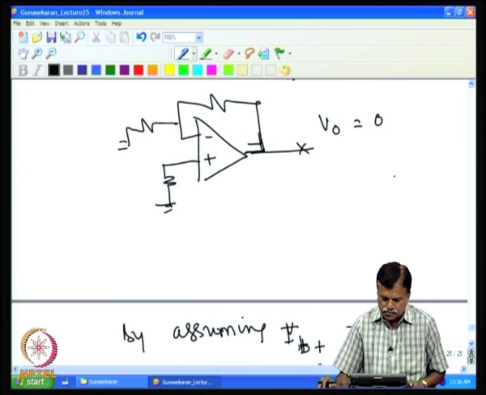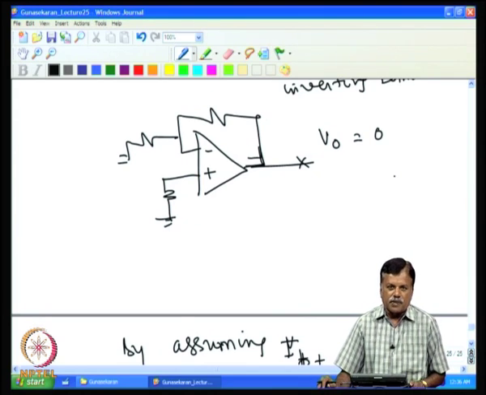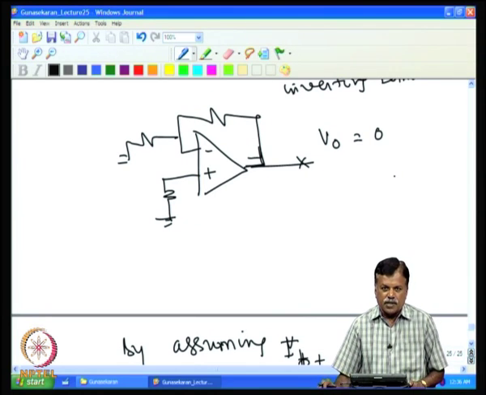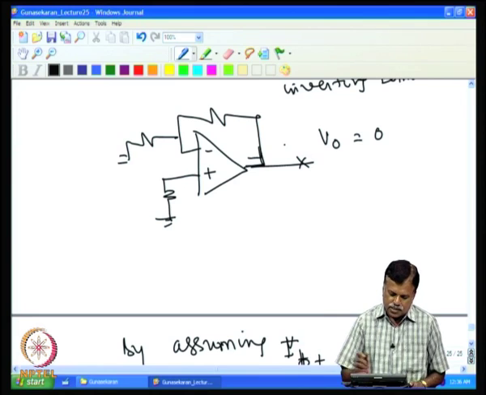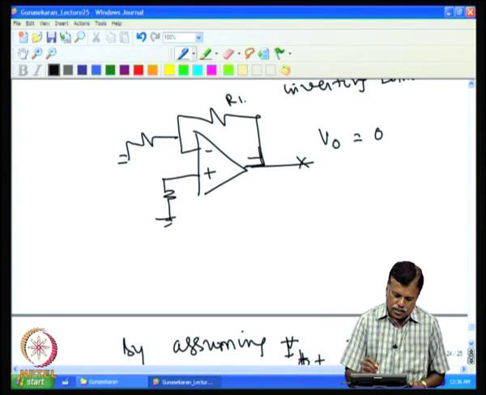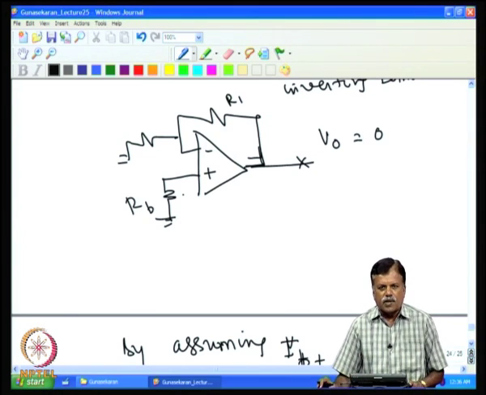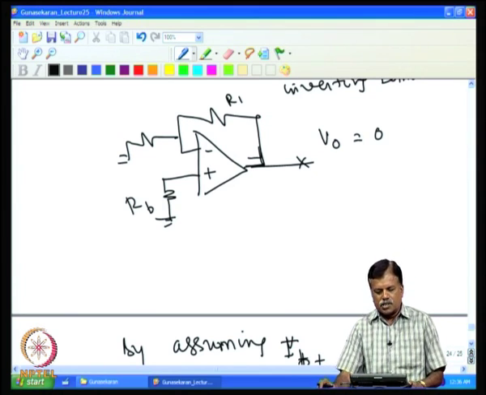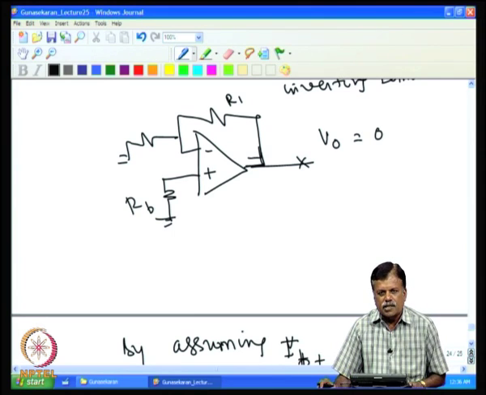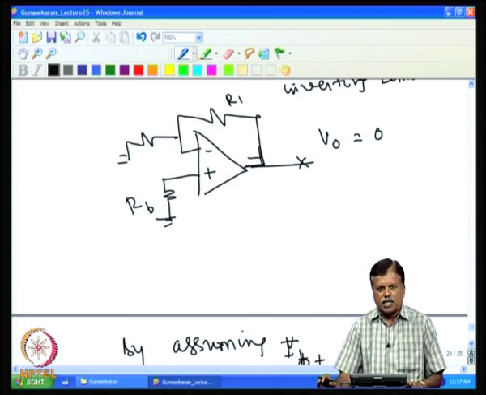Now, for example, if I want to have a gain 25, then I can select this RF and I call this as RB, such that if they are correctly selected, then I can make the output voltage 0, and then the bias current error appears to be 0. So, we have to calculate these values correctly, but that we will do in the next class.